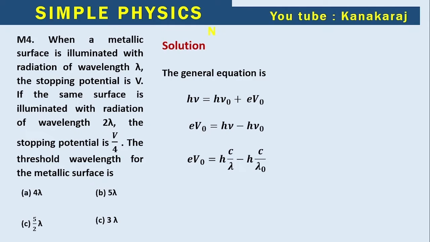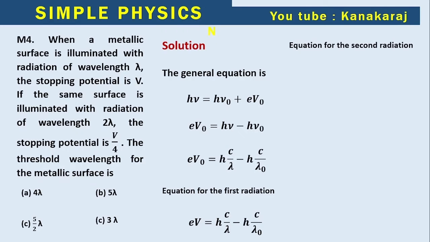So let us go with the first radiation. For the first radiation, the stopping potential is V for a given wavelength lambda. So eV equals hc upon lambda minus hc upon lambda naught. Let us go for the second radiation. For that, the stopping potential is V upon 4 for a given wavelength 2 lambda. So the new equation is eV upon 4 equals hc upon 2 lambda minus hc upon lambda naught.